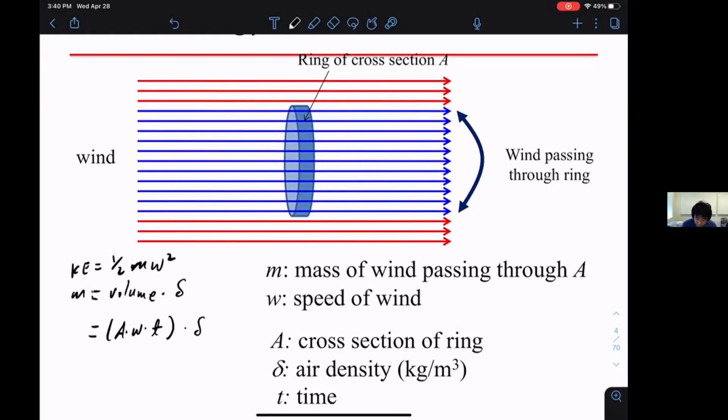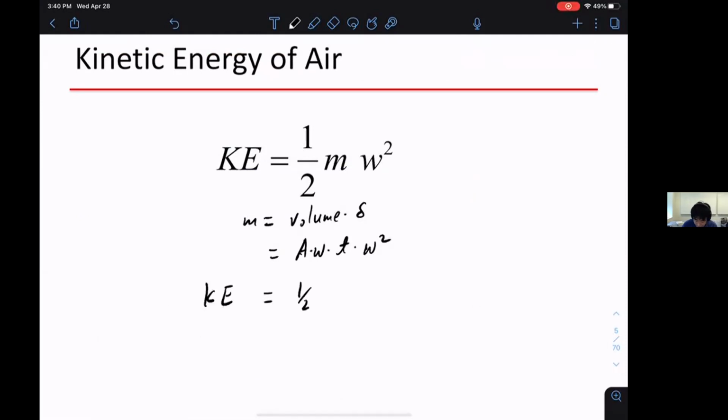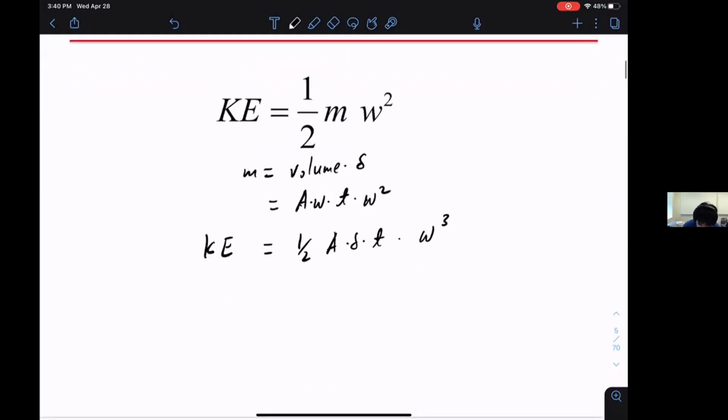Then if you look at the kinetic energy of air, we start with this equation. It's not a very insightful equation, so it's easier to think of mass as volume times density. This is area times speed times time times square of speed. So kinetic energy is really 1/2 area times density times time times cube of speed. So how do you convert energy to power?